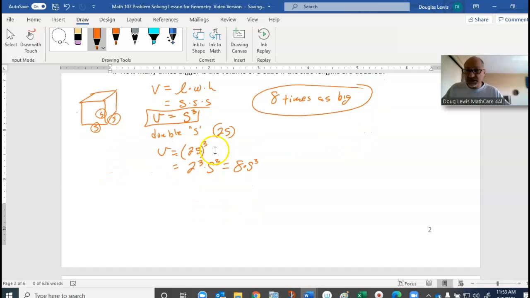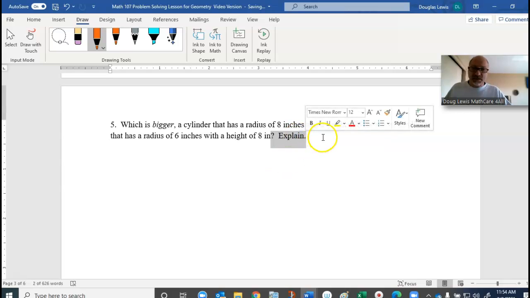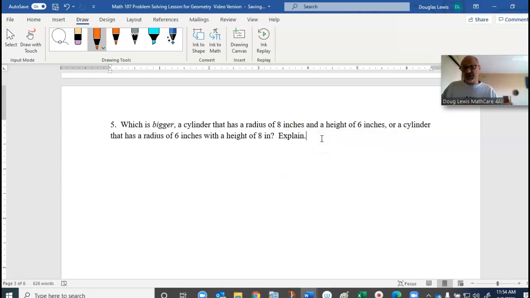Okay, so let's go ahead and move to another problem. Which is bigger? A cylinder that has a radius of 8 inches and a height of 6 inches, or a cylinder that has a radius of 6 inches with a height of 8 inches? And then it says explain. So to find out which is bigger, we could just calculate the volume, but to do that, let's try volume number 1. A cylinder has a radius of 8 inches and a height of 6 inches. So remember, the volume for any cylinder is pi r squared h.